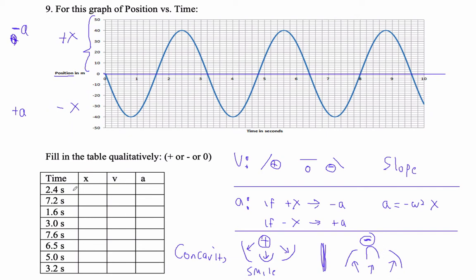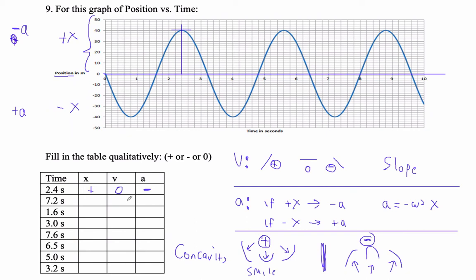So let's go through. Let's look at 2.4 seconds. Let's find that 2.4. Well, that's a special one. That's right there. So definitely our x is positive. It's either negatively concave or it's accelerating toward the origin, so that acceleration is negative. And then our velocity, what's our slope there? I think the tangent line right there would be like this. It's a zero slope.